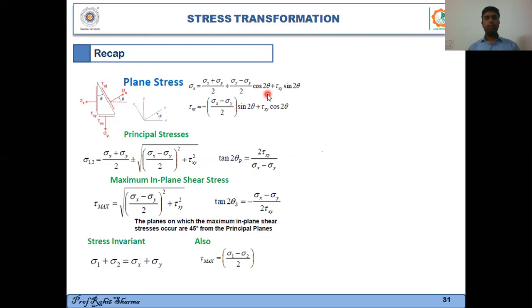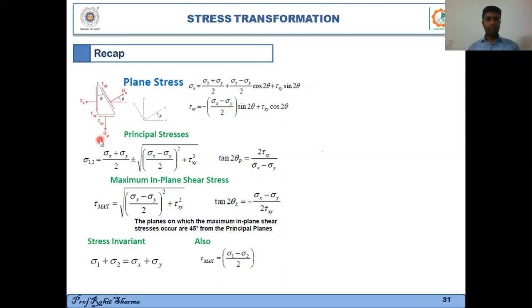So there will be some particular value of angle theta for which the normal stress will be maximum, and similarly there will be some value of theta for which shear stress will be maximum, right? So in order to find out the maximum normal stress, we differentiate this equation, and one thing you have to remember is that the stress is changing with respect to what? Theta. So we'll differentiate this equation with respect to theta and equate it to 0, right? And we'll find out the maximum normal stress.